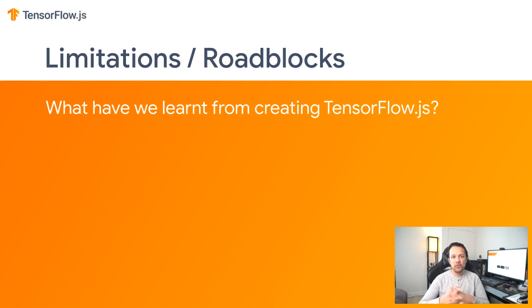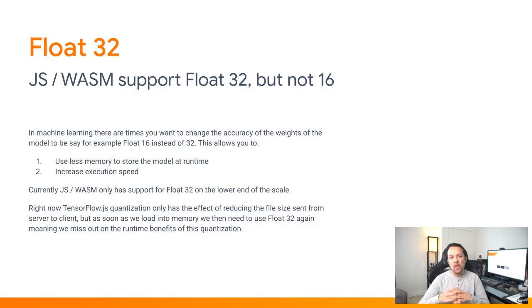So the first point we want to talk about is Float32. Now this is great for many of the tasks, and I know Float64 is even supported in JavaScript. However, when we're doing model quantization, we actually want to support Float16, and this currently does not exist in JavaScript or in WASM. And this is really important to us so that we can execute models faster and use less memory when doing so too.